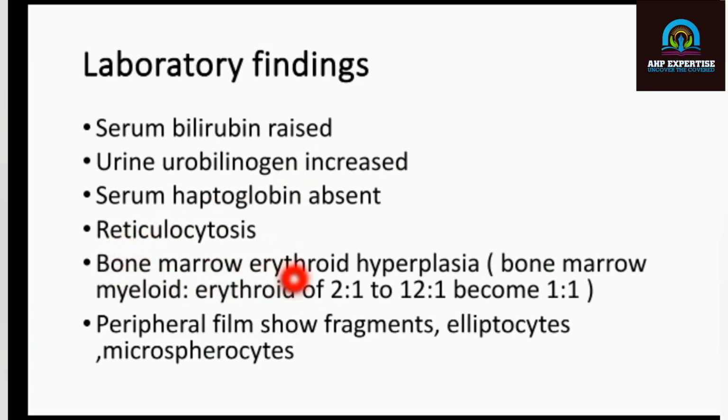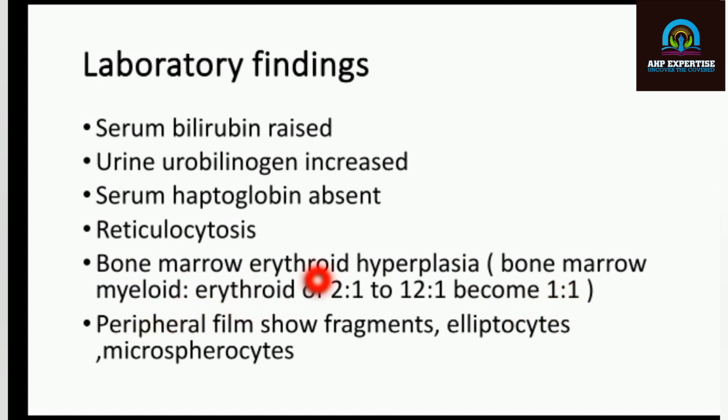Then comes the bone marrow erythroid hyperplasia. This also occurs because of the red blood cell destruction. When there is red blood cell destruction, the red blood cell numbers will be decreased, so the bone marrow will start increasing production of red blood cells to maintain the normal range. When there is increased erythroid hyperplasia, then the bone marrow myeloid to erythroid ratio, which is usually 12 to 1 at maximum, becomes 1 to 1 or reverse. Their production becomes 1 to 1.